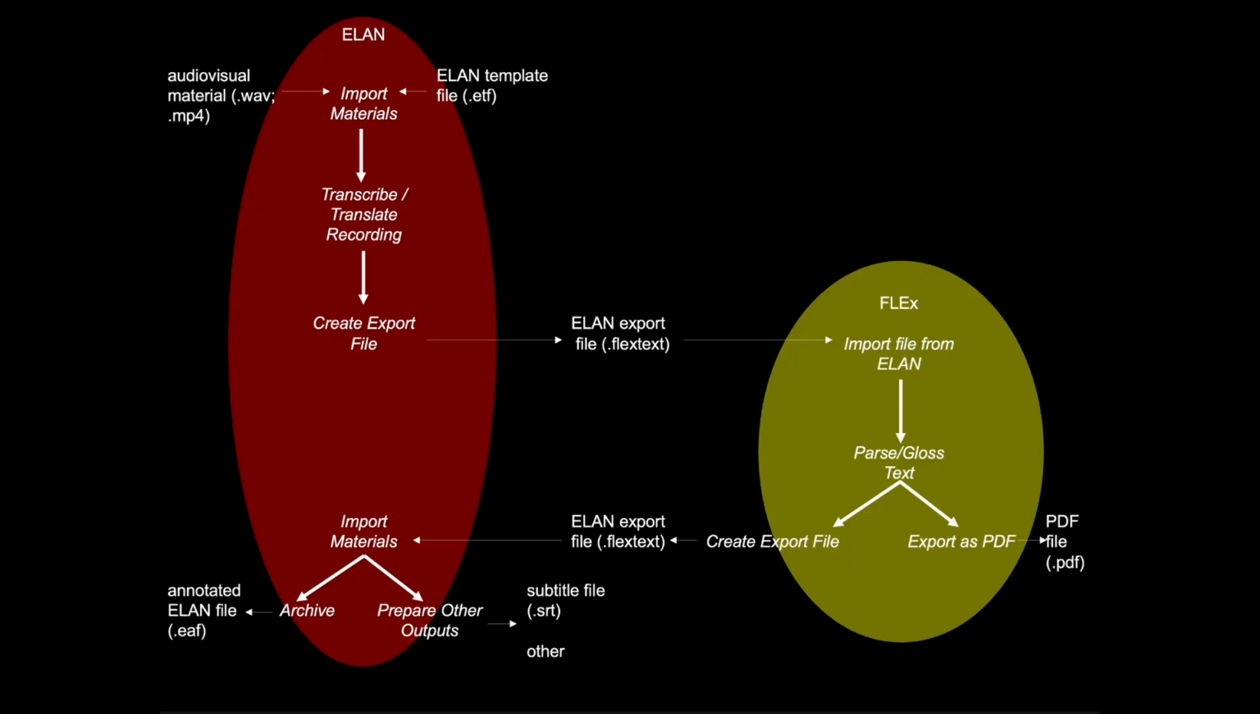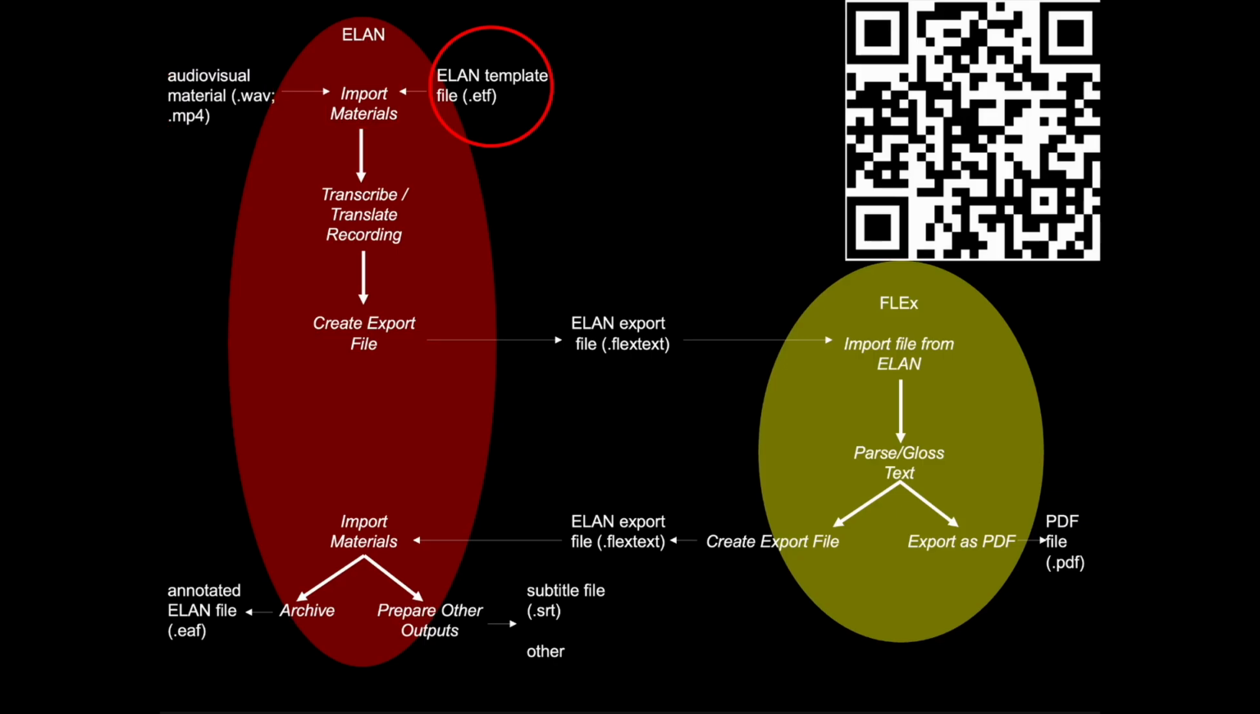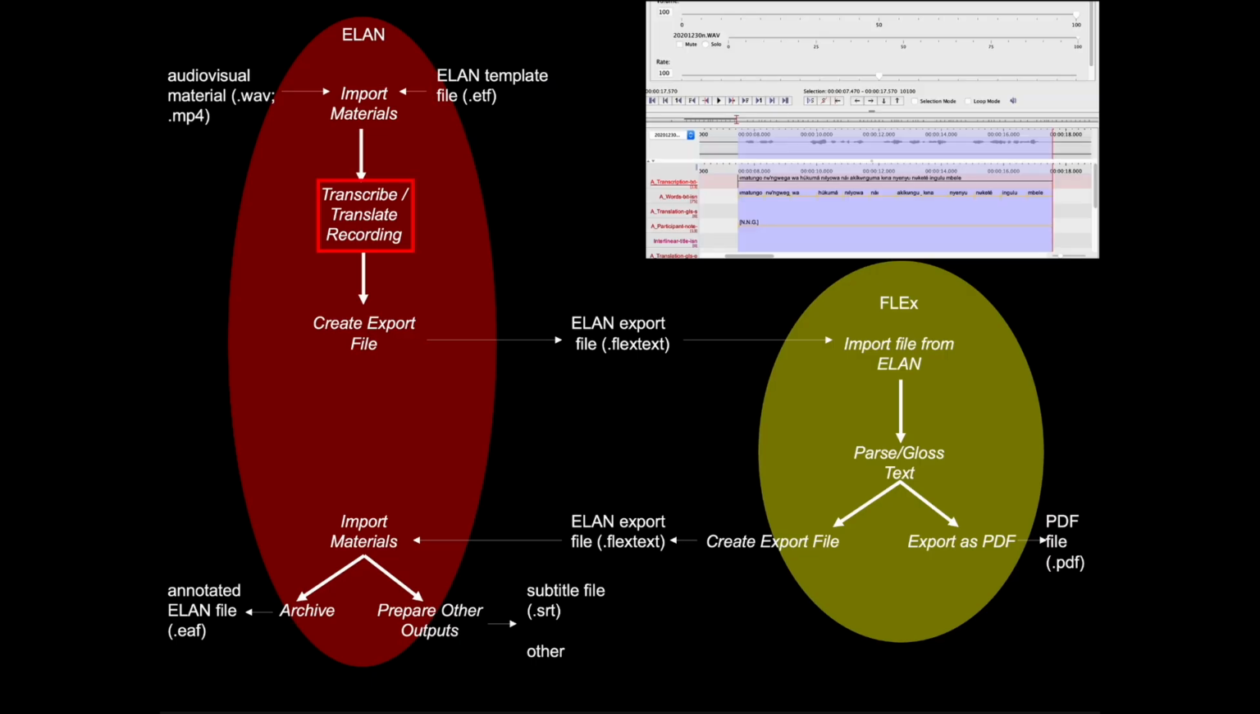In a step-by-step manner, then, the work flows as follows. The audio and video files are combined with a template file in the form .etf to create a new Elan annotation file, which would look a bit like what we see in the upper right-hand corner on screen. As a note, a template file similar to the one I use can be found on the Endangered Languages Archive by following the QR code on screen.